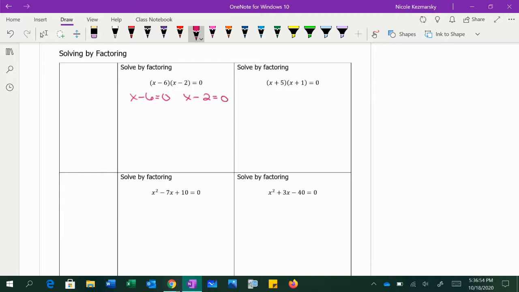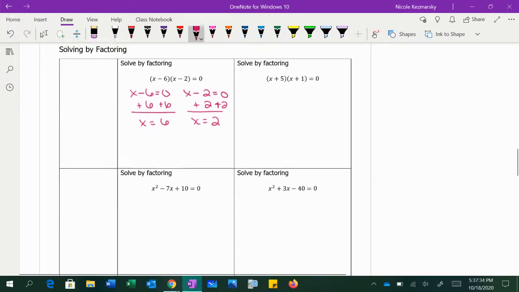The reason you can do this is because if you have two things multiplied together and the answer is 0, one of them has to be 0 for that to happen. You have to do 0 times something or something times 0. So we say, what if it's both? And then I'm going to solve both of these by doing just regular algebra. So I added 6 to both sides of the one on the left and added 2 to both sides on the right. And that gets us our solution.